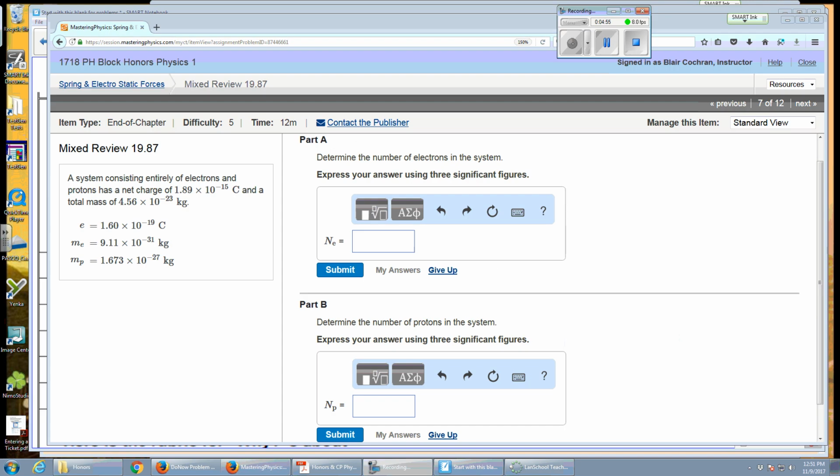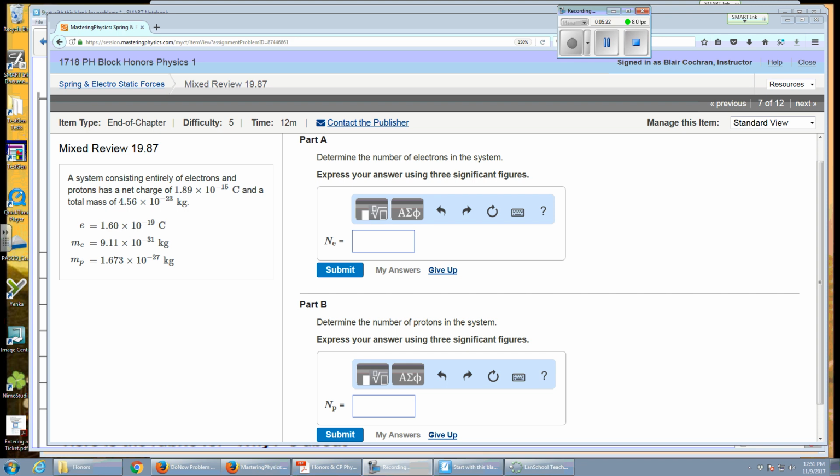Oh, this is good. I haven't done this one yet. So number 7. Chemistry question, maybe. Well, they want to know the number of electrons and the number of protons in the system. And the system is entirely of protons and electrons. And they tell us the net charge and the total mass of the system. And I like that they use the proper terms, net charge and total mass.